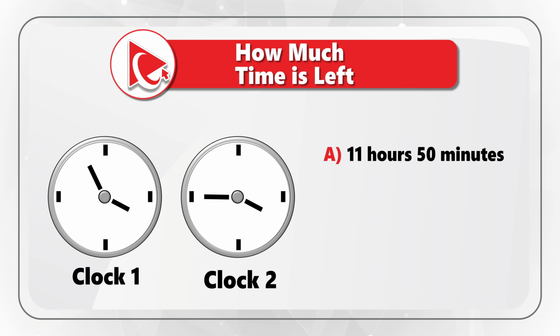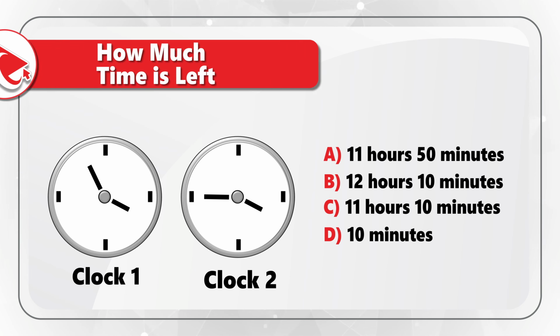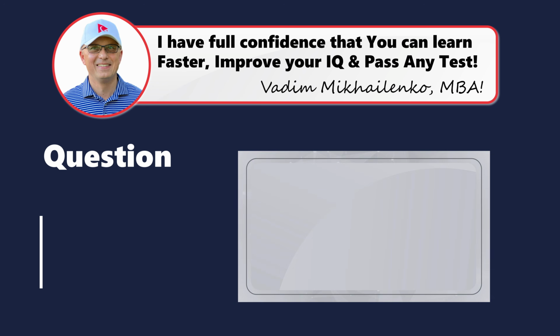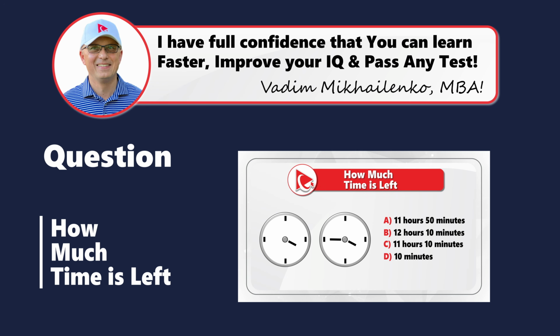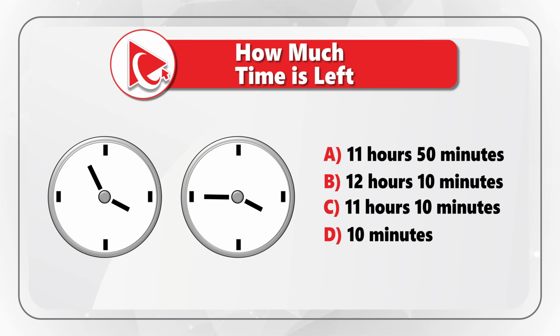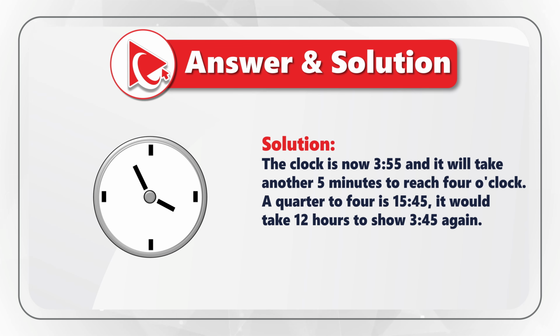Choice A, 11 hours and 50 minutes. Choice B, 12 hours and 10 minutes. Choice C, 11 hours and 10 minutes. And last but not least, choice D, 10 minutes. Take a close look to see if you can come up with the answer. I'm moving forward to share with you my version of the answer. And if for whatever reason you think the answer should be different, please make sure to post your answer, solution, and rationale in comments. Let's first determine how much time is actually on the clock.